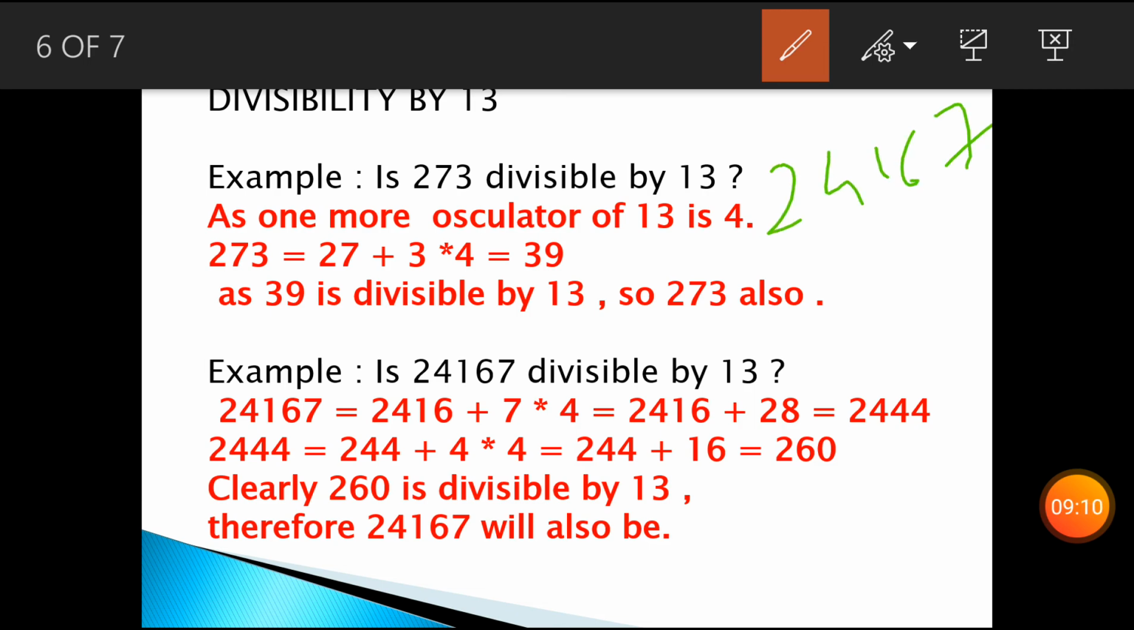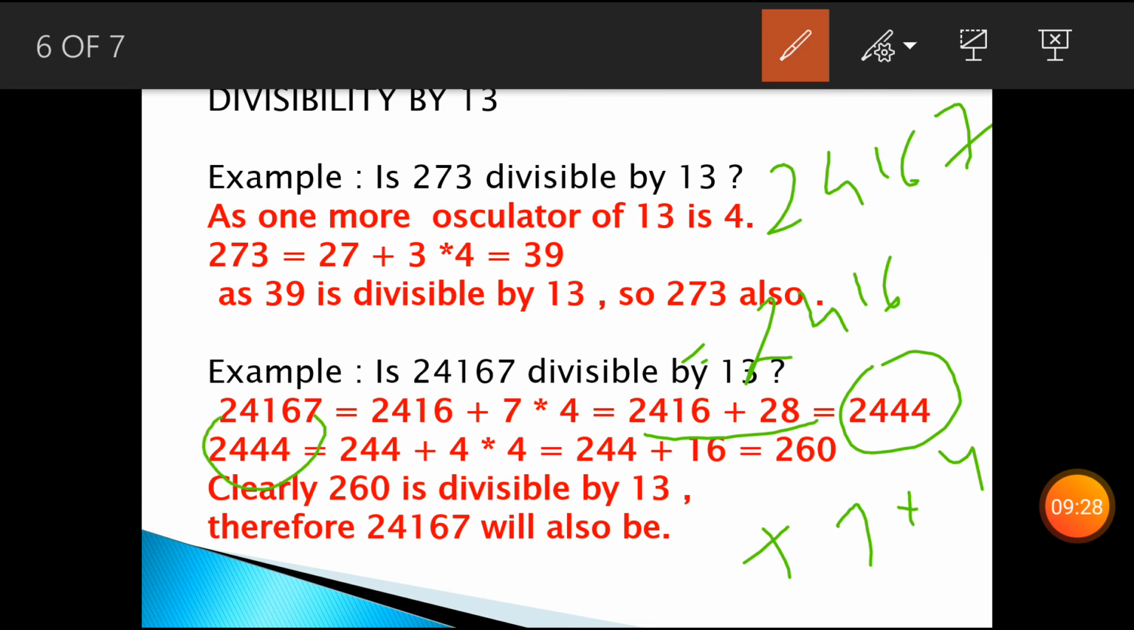24167. Clearly the last digit is 7. So we are going to write 2416 plus 7 into 4, that is 28. So 2416 plus 28 will give us 2444. Now again we repeat the step. 2444 means the last digit is 4. Now 244 plus 4 into 4, that gives us 244 plus 16, that is 260, and 260 is clearly divisible by 13. Therefore this number is also divisible by 13.